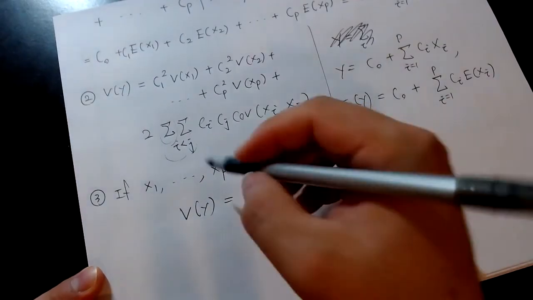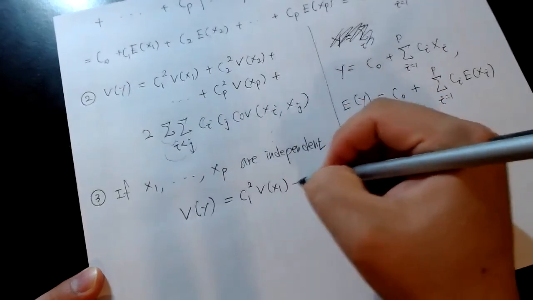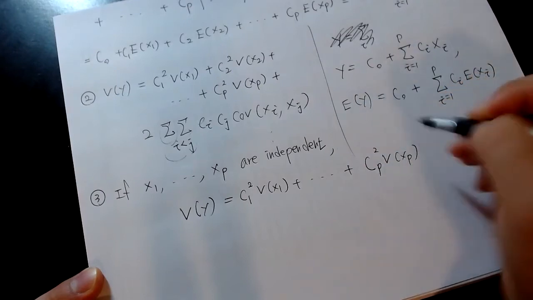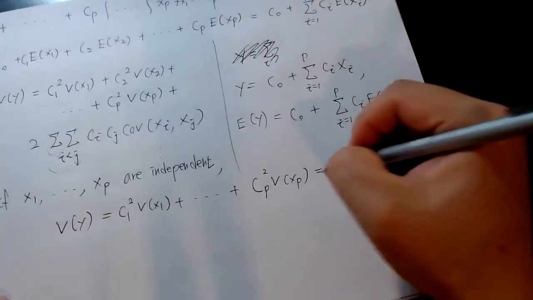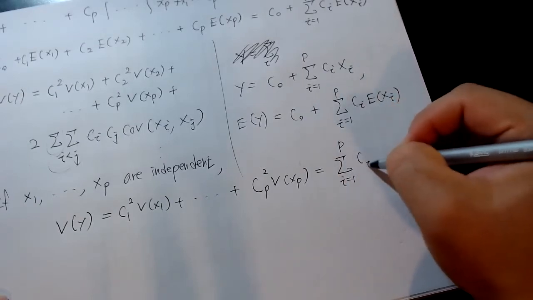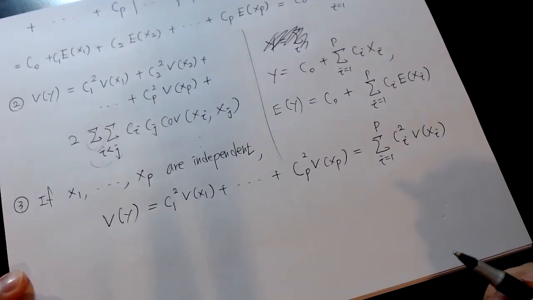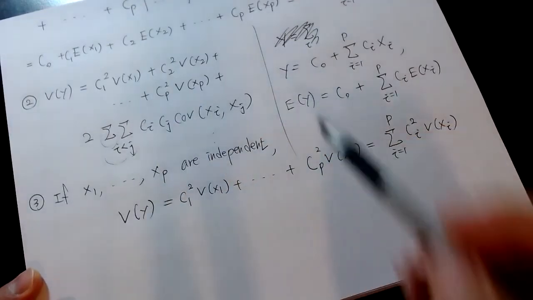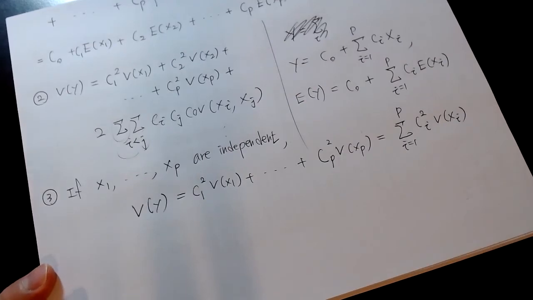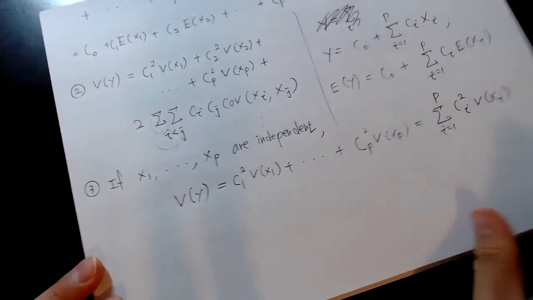So now this is going to be c1 square v of x1 plus through cp square v of xp, which means this is equal to sigma i goes 1 through p, ci square v of xi. So that covariance term is going to be gone if x1 through xp are independent. Now next one, let's see an example. I know I introduced quite too many formulas, right?